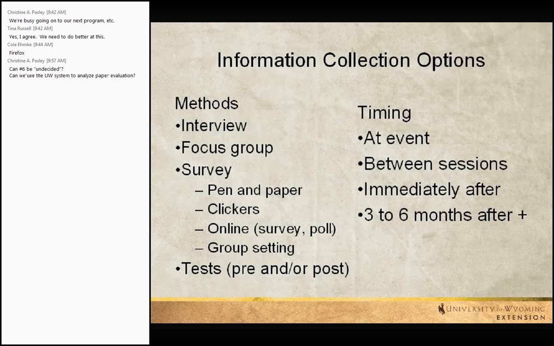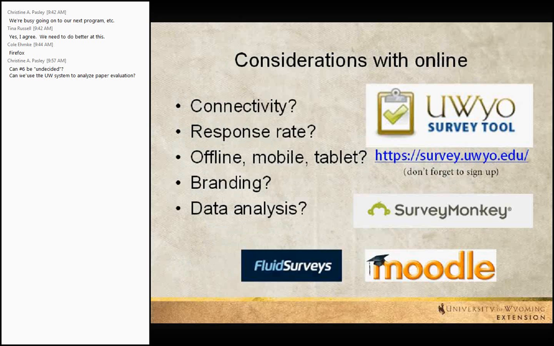Now let's talk a little bit more about online surveys. We've been profiling the UW survey tool, survey.uwyo.edu, but there are others. SurveyMonkey is a well-known one. If you are building stuff within the Moodle system, it has its own evaluation system. Of course, you could combine systems, like a UW survey tool along with something that's delivered via Moodle. Another online survey system that I found is Fluid Surveys.